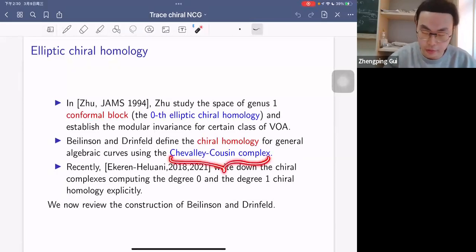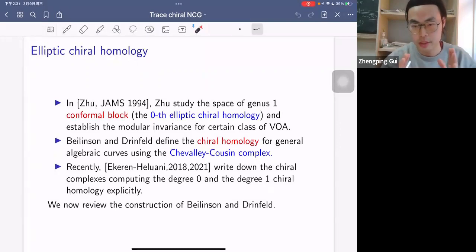I will briefly review this concept later. More recently, Ekeren and Heluani wrote down a chain complex computing the first few degrees of chiral homology explicitly, very similar to the first few pieces of the Hochschild complex. But now I will focus on the construction of Beilinson-Drinfeld.